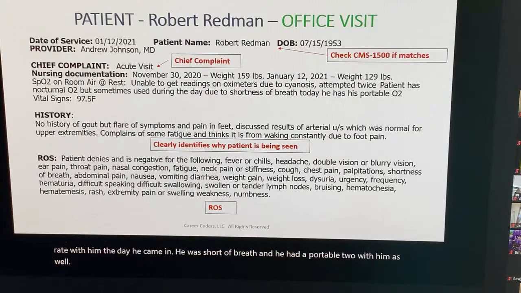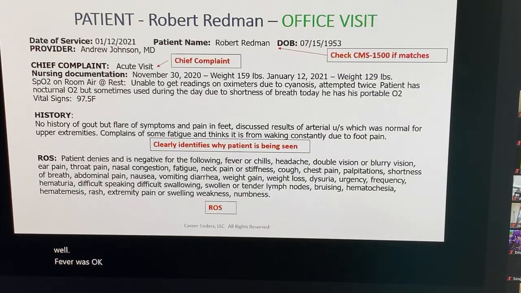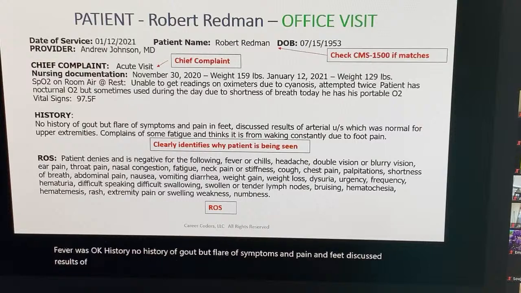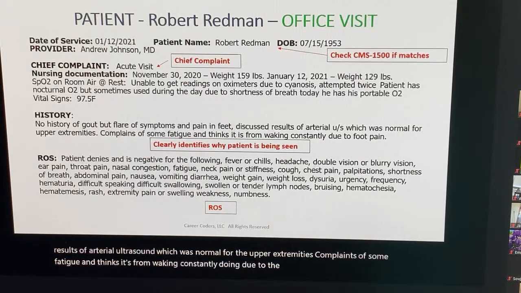Fever was okay. History, no history of gout, but for symptoms and pain in feet, discussed results of arterial ultrasound, which was normal for the upper extremities, complains of some fatigue and thinks it's from waking constantly due to the foot. So he's got pain.